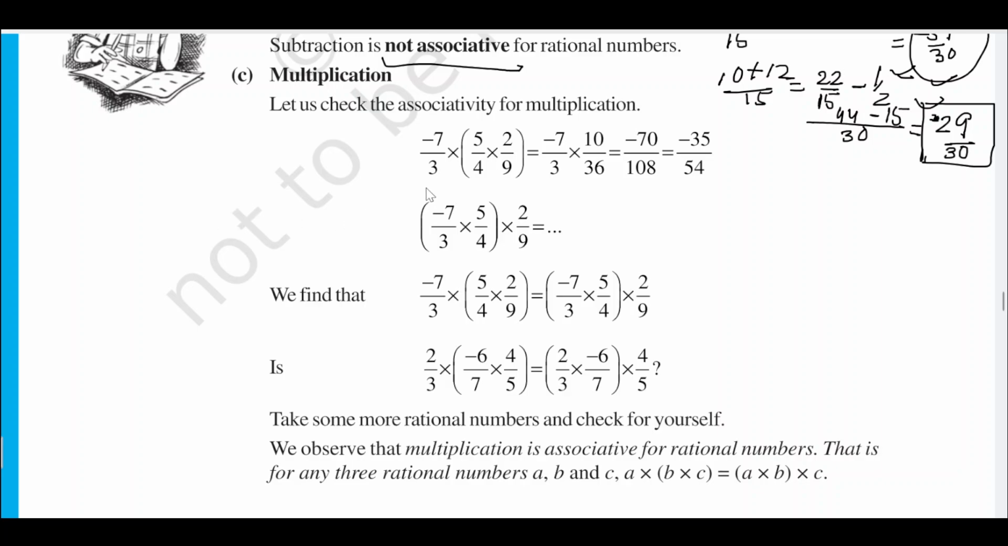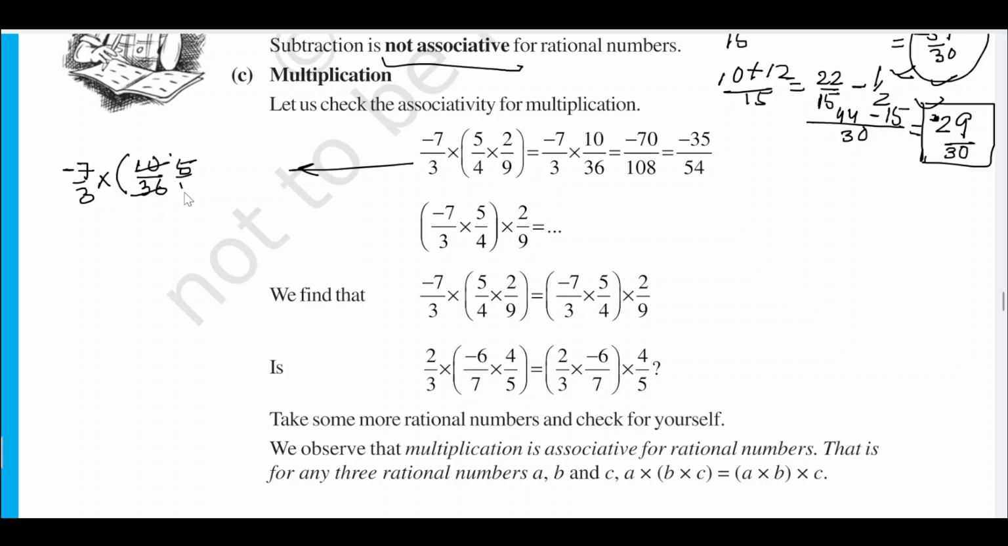There is one example already they have given. A is minus 7 by 3, B is minus 5 by 4, and C is 2 by 9. So for the LHS side we will get minus 7 by 3. We will first solve the term inside bracket, 10 by 36. Actually, it will simplify.